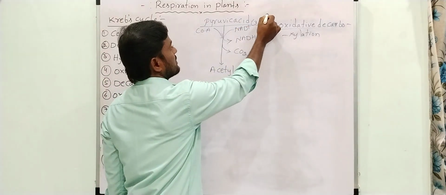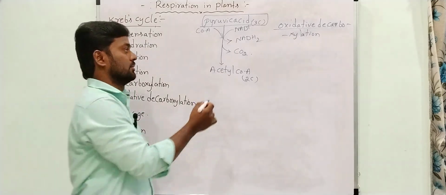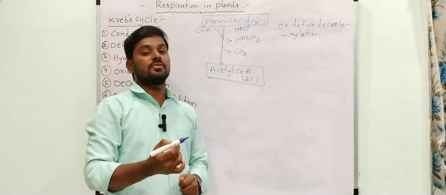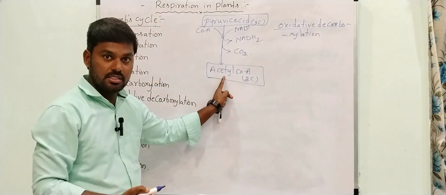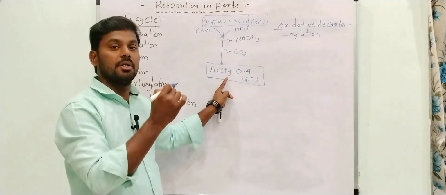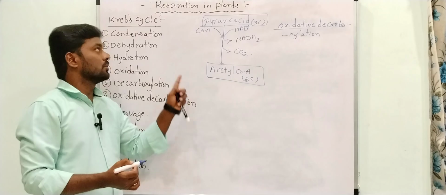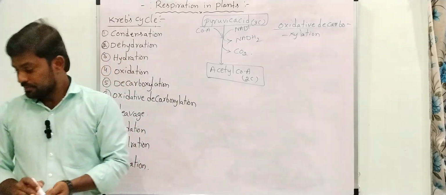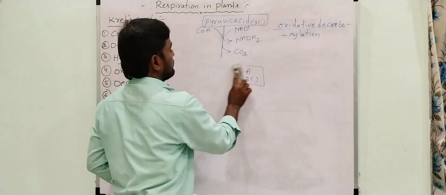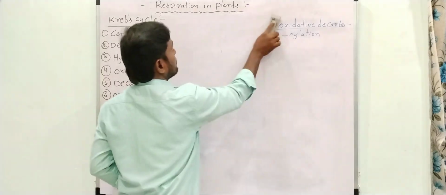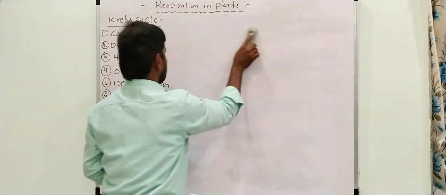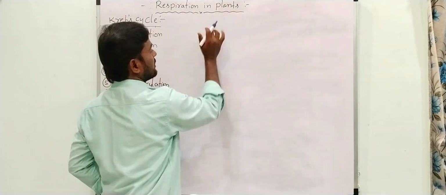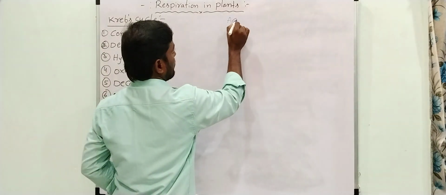Pyruvic acid is the end product of glycolysis, and acetyl coenzyme A is the connecting link between glycolysis and the Krebs cycle. So the Krebs cycle starts with acetyl coenzyme A. You have to remember this point. Okay, Krebs cycle first starts with acetyl coenzyme A.